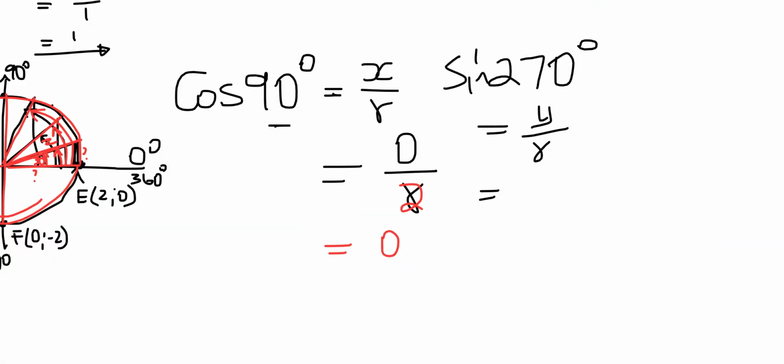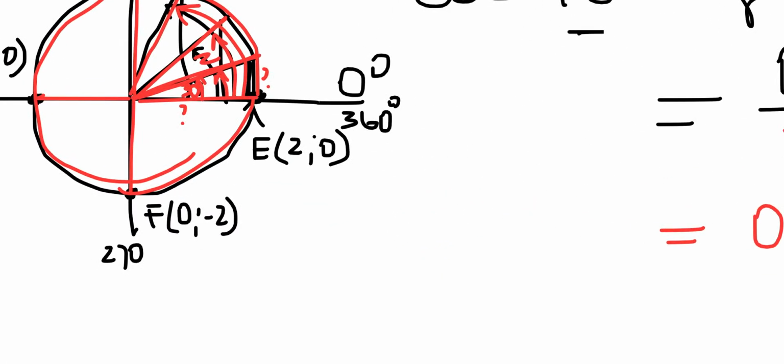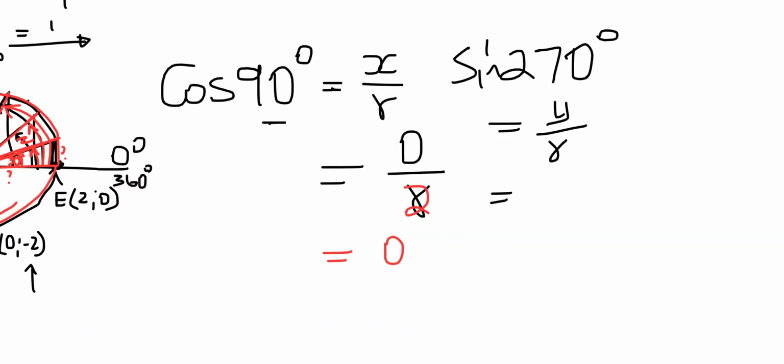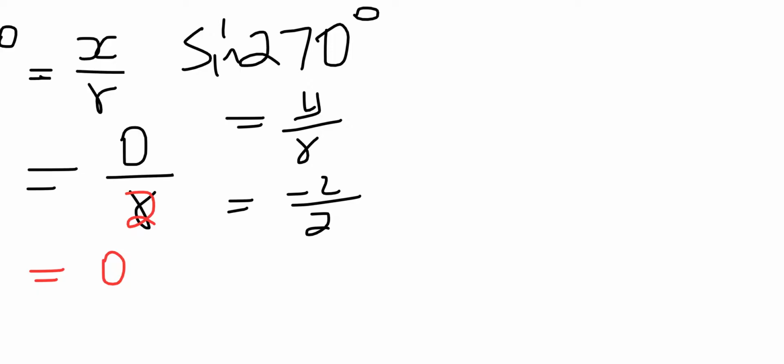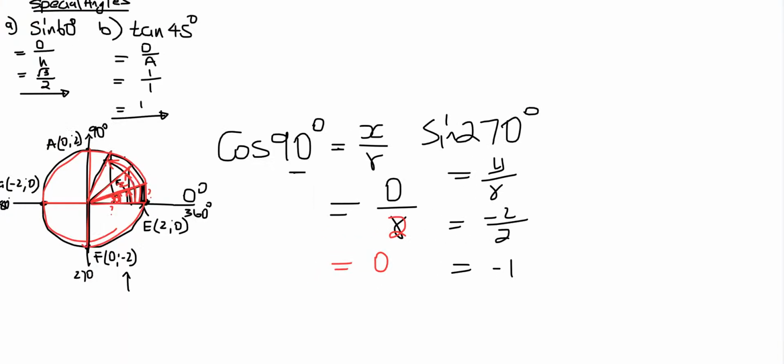Then you look at that diagram again. You say for 270, what is your y? Your y is -2. Obviously your r is 2. So that means we are talking about -2 over 2. So -2 over 2 definitely equals -1. Yes, that's how you would work it out.